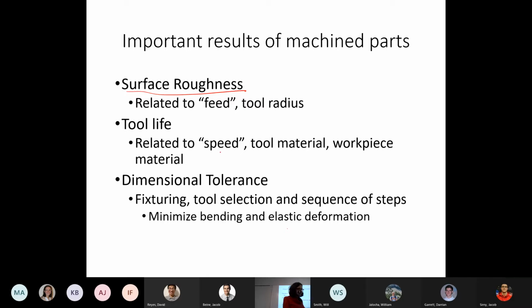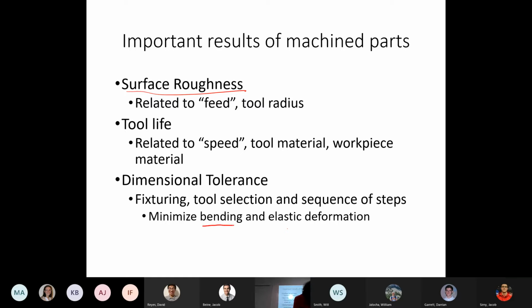Our tool life is going to be related to speed, so that's feet per minute, the tool material and workpiece material. And then on the dimensional tolerance, we want to look a little bit at our fixturing, to some extent, the tool selection, and then sequence of steps.